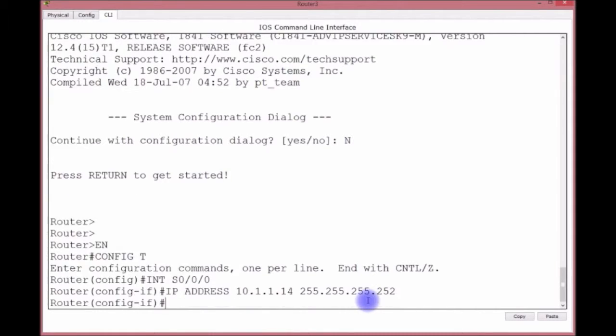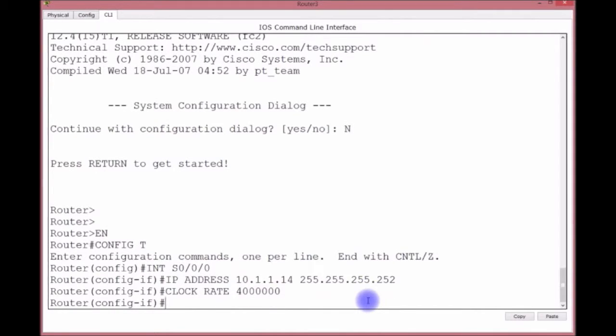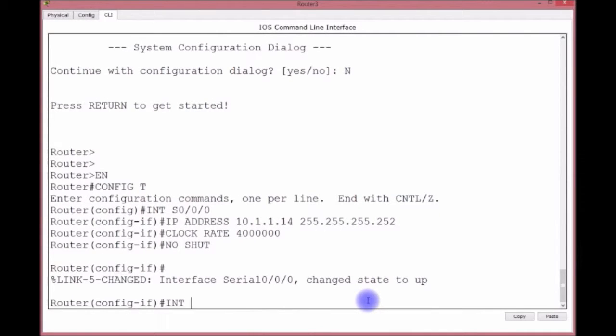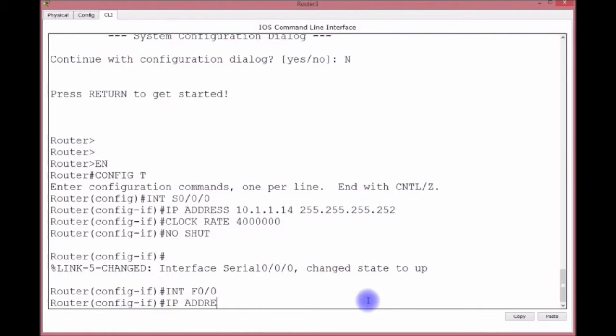255.255.255.252. Enter. Clock rate. We need a clock rate on this one. This is the DCE portion. We're using 4 million. 1, 2, 3. 1, 2, 3. Why do I choose that number? Because I can. This obviously is the physical speed, supposedly, of your information as it flows through that serial interface. And then I'll do a no shut. That state should come up. Very good. Interface F0/0. All right, and then IP address 192.